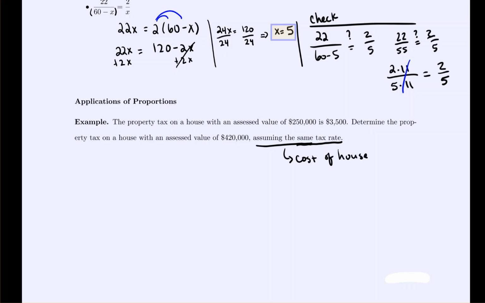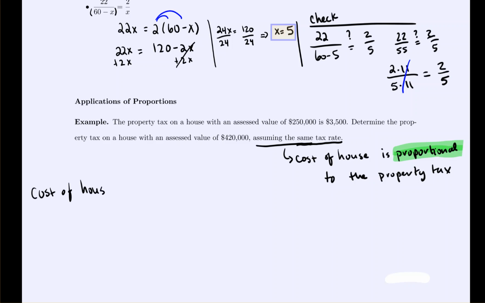Now when it says assuming the same tax rate, that means that the cost per house is proportional to the property tax. And if two things are proportional, then we can set up a proportion that relates the ideas. So for instance, let's consider the cost of house as a proportion divided by its property tax. With that in mind, we can set up the equation.